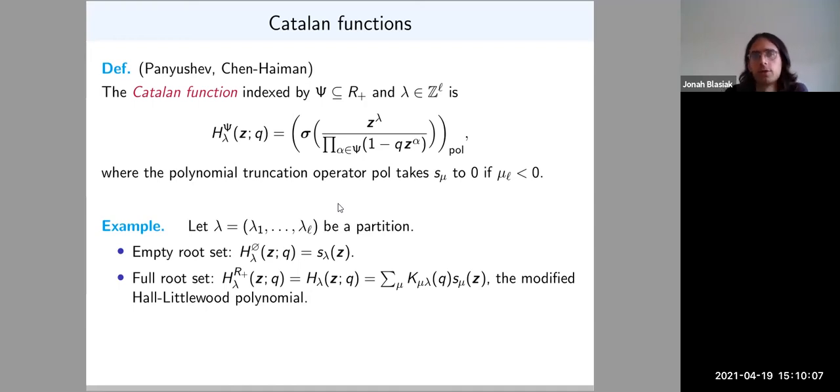Okay. So as the two extreme examples, just to get some idea of what these are: if you take the empty set of roots, then this is just the Schur function straightening again. And if you start with a partition weight, then you just get the Schur function lambda. If you take the full set of roots, R plus, then you get the modified Hall-Littlewood polynomial. This is a known, but perhaps not so well-known, description of the modified Hall-Littlewood polynomials. So with the full root set, you tend to get the biggest Schur expansions, and with smaller root sets, you typically get smaller Schur expansions.